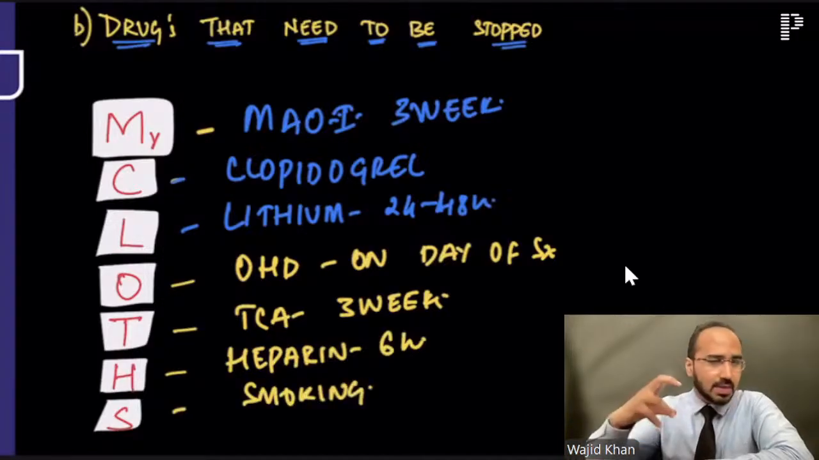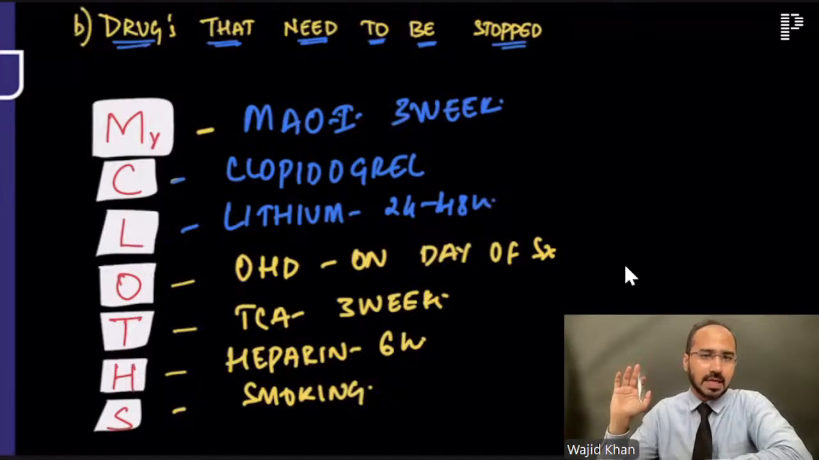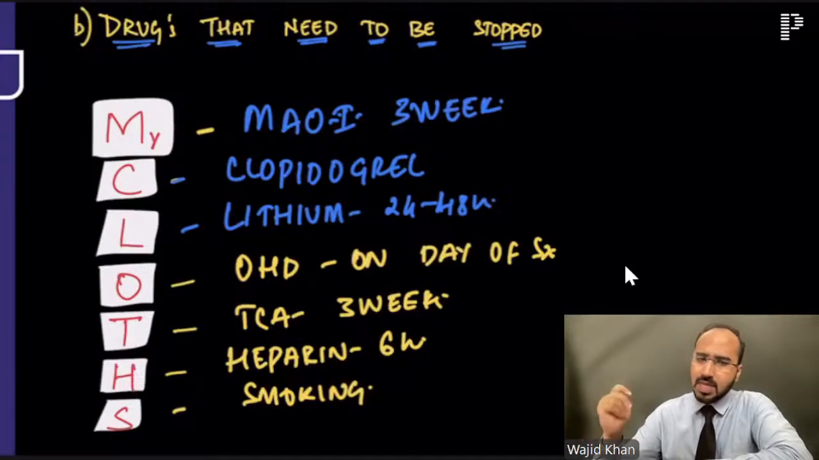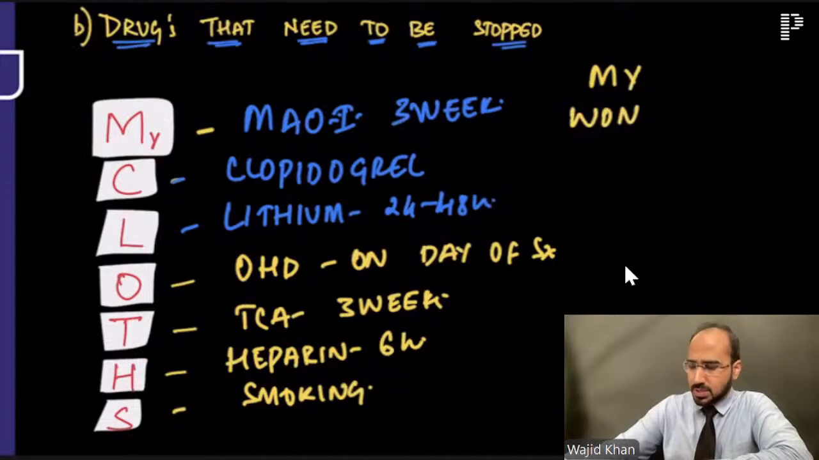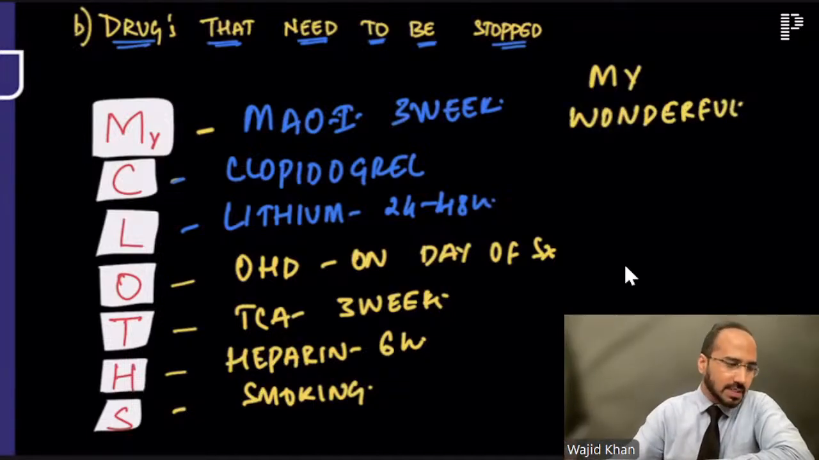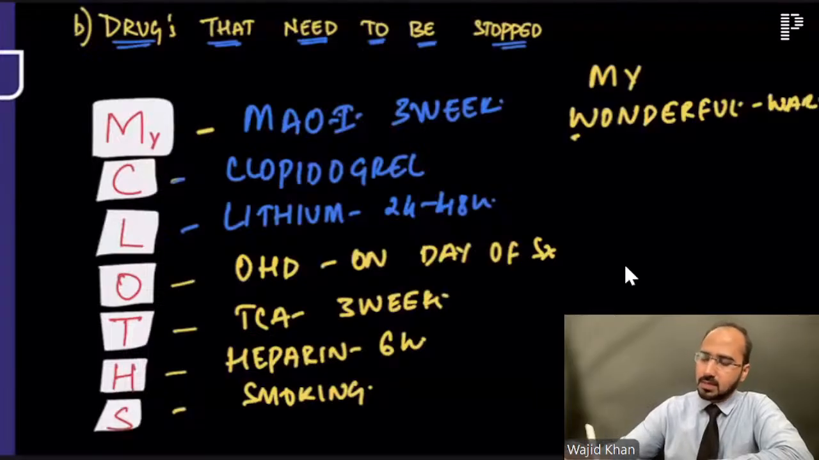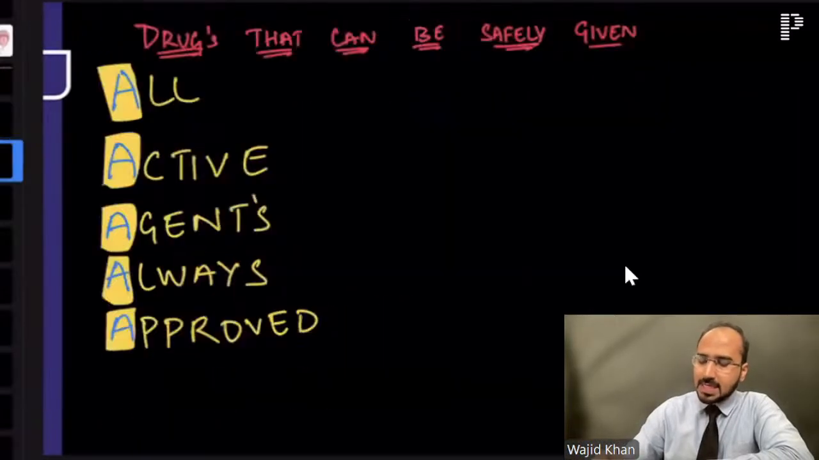I tried to incorporate the most important drugs, guys. Apart from that, you can also remember warfarin is also stopped. In this mnemonic warfarin was not fitting, but you can remember it like this: my wonderful clothes. My wonderful clothes were stopped before surgery. W stands for warfarin, guys. So these are the drugs which are stopped.